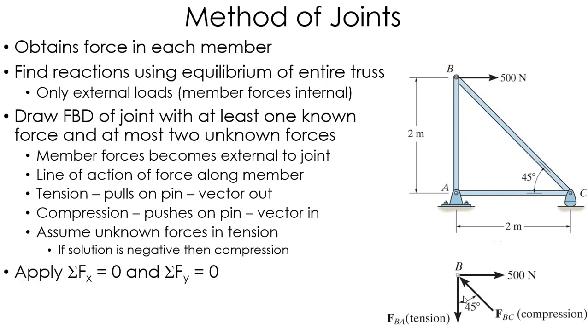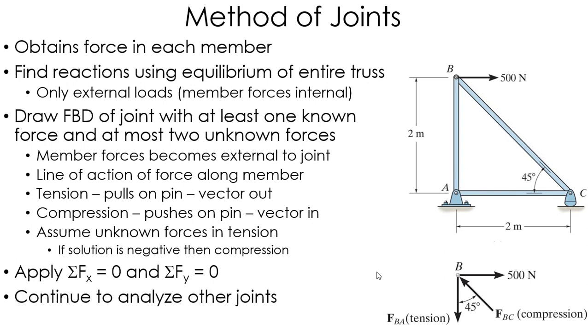Okay, once you have your free body diagram of the joint drawn, so you've got any external forces and then any member forces acting on that joint, you go ahead and apply your sum of the forces in the x and y direction. Now I won't have a moment equation because all of the forces go through the same point, so there's no moment arm. So I only have the sum of the forces in the x and y. That's why I cannot choose a point that has more than two unknowns in it, because I only have two equations to solve for those two unknowns.